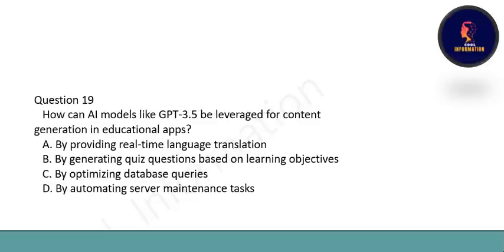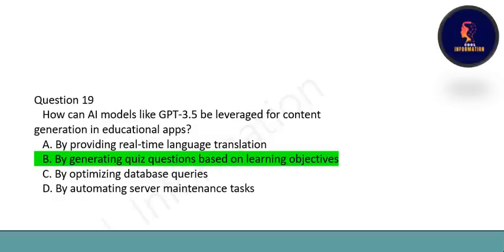Next question, how can AI models like GPT 3.5 be leveraged for content generation in educational apps? So when you analyze all the options, you will get the correct option is option number B, by generating quiz questions based on learning objective.